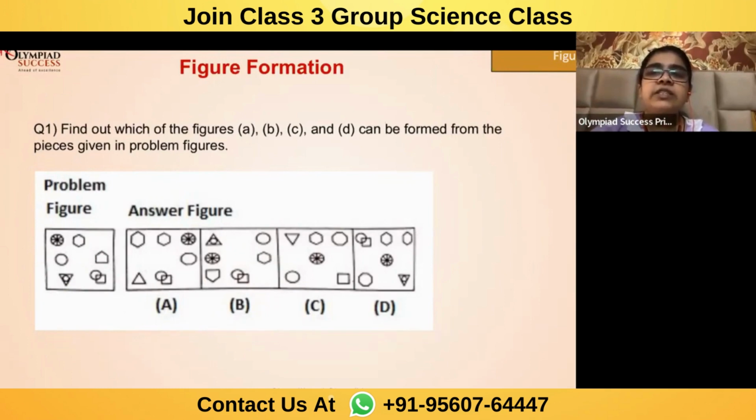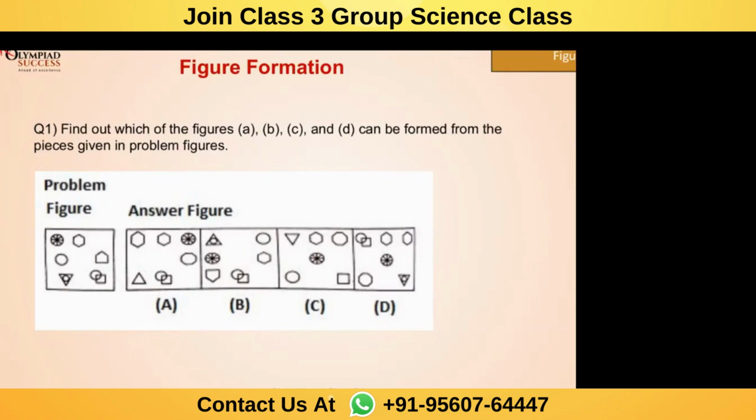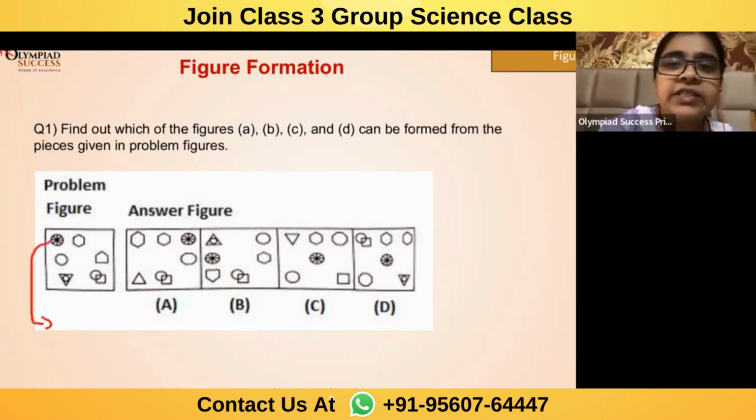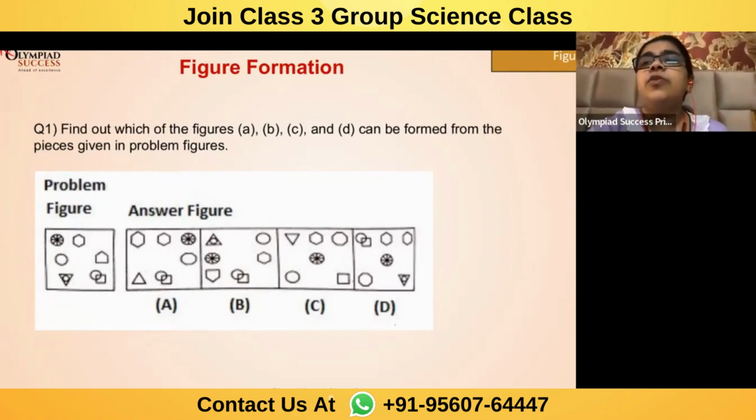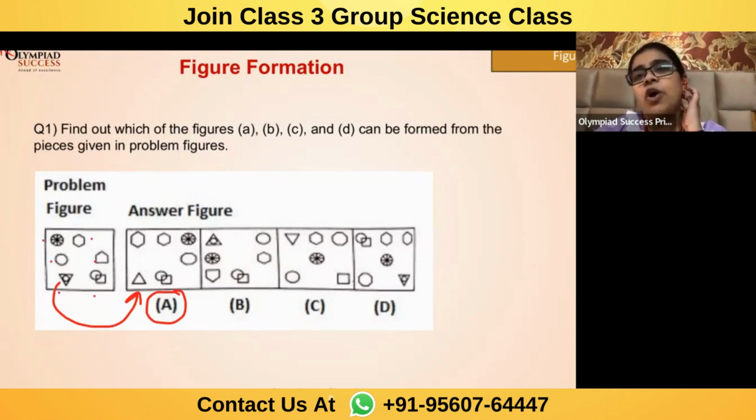Okay, so listen now. What we have to do over here is make sure that all the figures present in this problem figure are present in one of the options, Aditya. You will see there are 6 figures, 1, 2, 3, 4, 5, 6. Now when you come to option A, you see that this figure is missing, the circle inside this triangle is missing, so this is wrong.